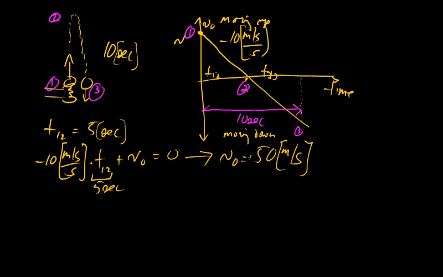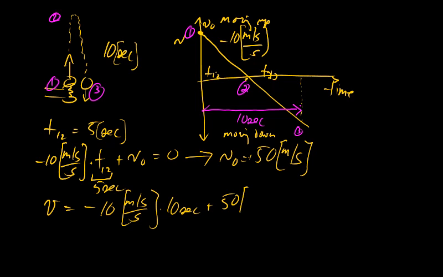We can check that the speed at time essentially t12 plus t23, so at 10 seconds, should be -10 meters per second every second times 10 seconds plus this 50 meters per second. This is -100 meters per second plus 50 meters per second. This is equal to negative 50 meters per second. So it's essentially going down at the same rate that it was going up at the beginning.